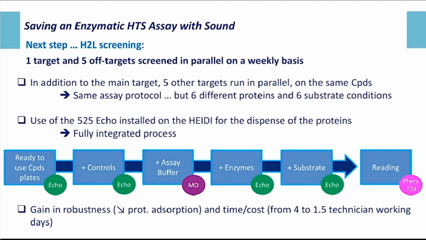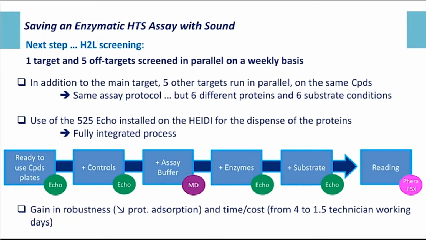But now we've got the second Echo integrated on ID, the 525. And so we will integrate the 6 assays on the ID, and we are developing a protocol to run them at the same time in the same run for each replicate. We are going to use the 525 to dispense the protein and the 550 to dispense the substrates.